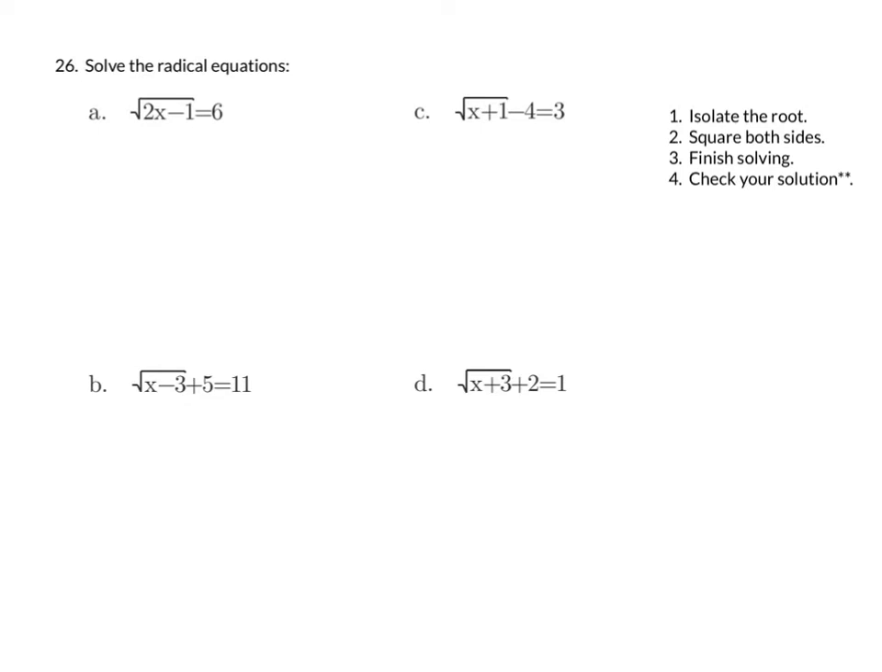All right, the next thing that we're going to look at is solving radical equations. In order to solve a radical equation, remember we want to start by isolating the root. We're going to square both sides and then finish solving. Technically, you should check your solution, but we're going to see that all of these are okay except for one, and we'll talk about that in a minute. Okay, so let's go ahead and look at our examples.